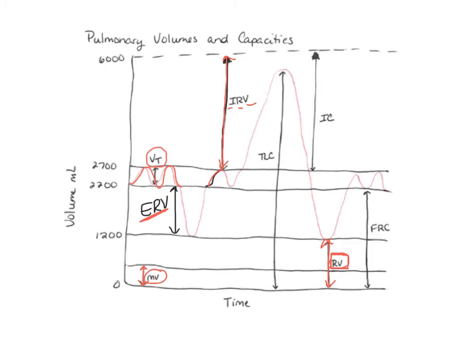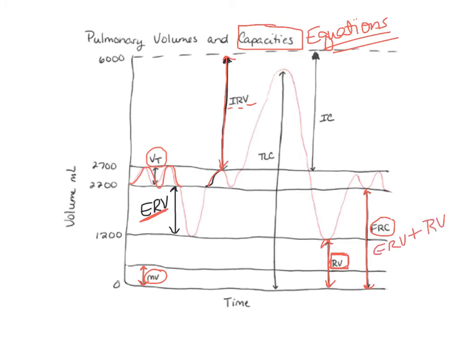There are a couple of capacities then that we have to know. Capacities are equations. They're where we're going to add these things together to look at different capacities. So the first capacity we have is called the functional residual capacity. And the functional residual capacity is the expiratory reserve volume plus the residual volume. It's like after you've breathed out normally, how much air is in your lungs? It's adding the expiratory reserve volume plus the residual volume. That's what the functional residual capacity is.